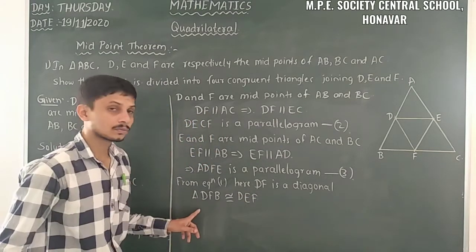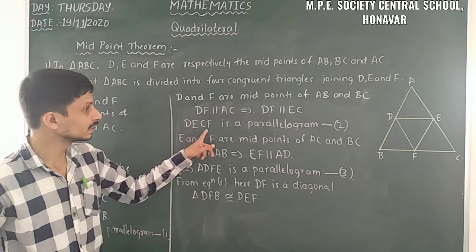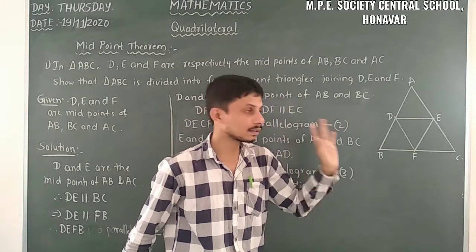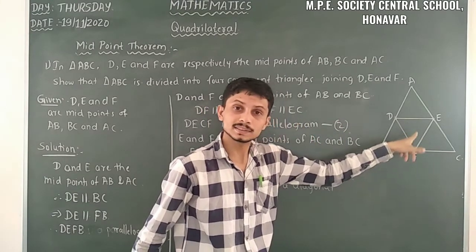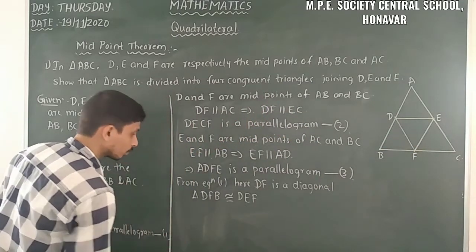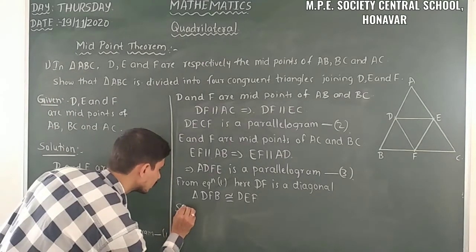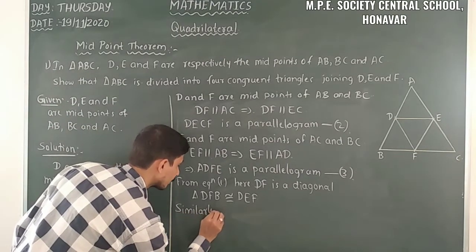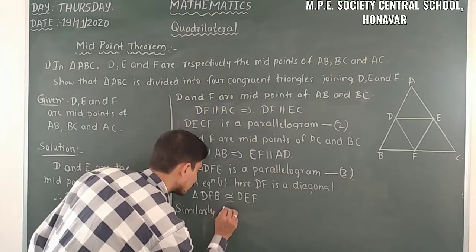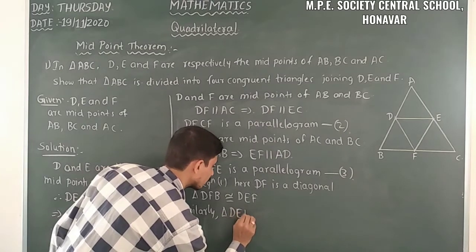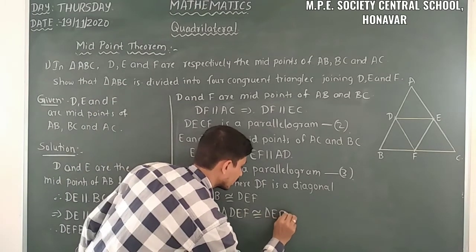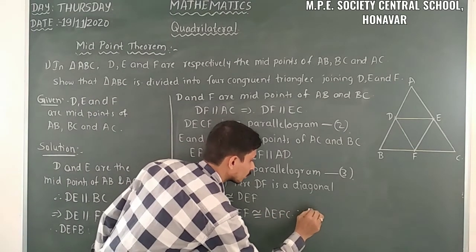So then, similarly, from equation 2, here DECF. In DECF, EF is a diagonal, and this diagonal splits this parallelogram into two congruent triangles. That's why, from equation number 2, similarly, here triangle DEF is congruent to triangle EFC, because from equation 2.